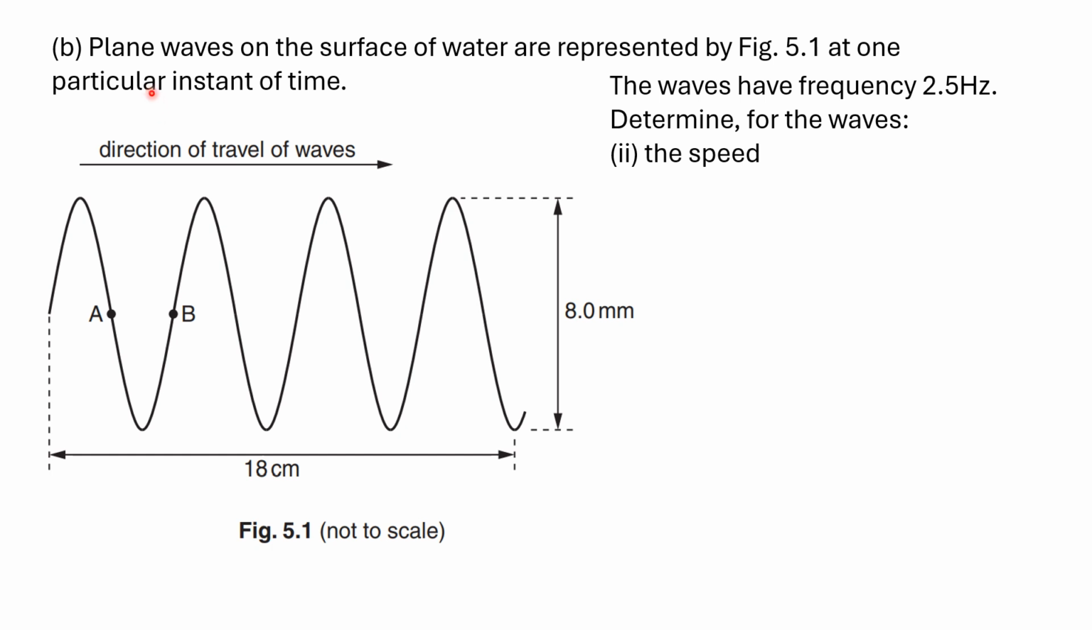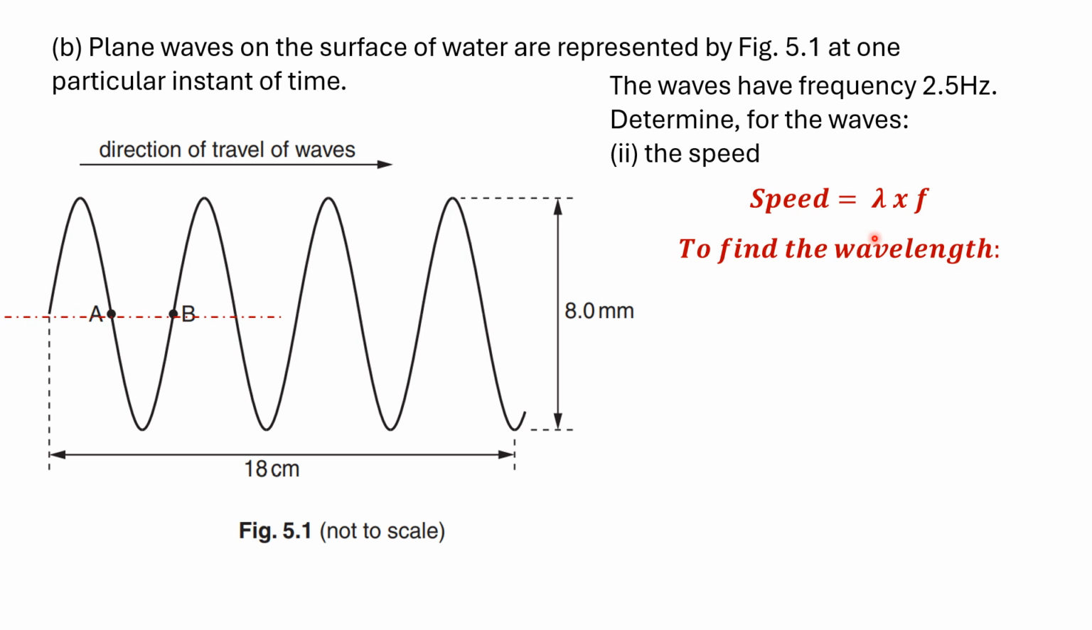Question B. Plane waves on the surface of water are represented by this picture at one particular instant of time. The waves have frequency 2.5 Hertz. Determine the speed of the waves. To calculate the speed of the wave, here is the formula. Speed is wavelength times frequency. The frequency was provided, but we need to figure out the wavelength. So how to find this?